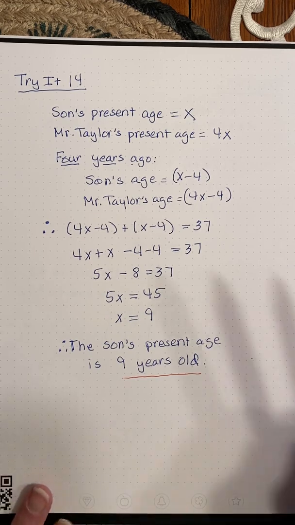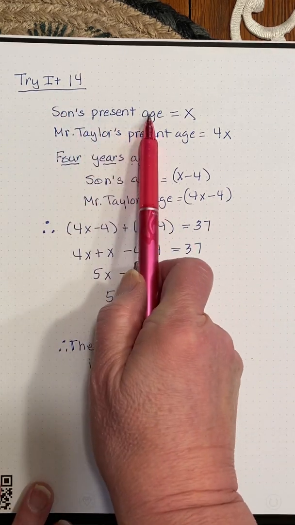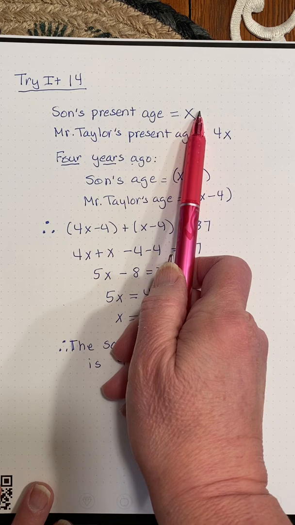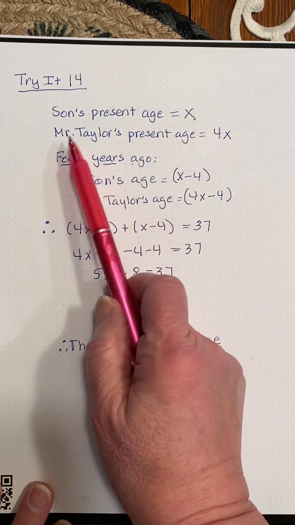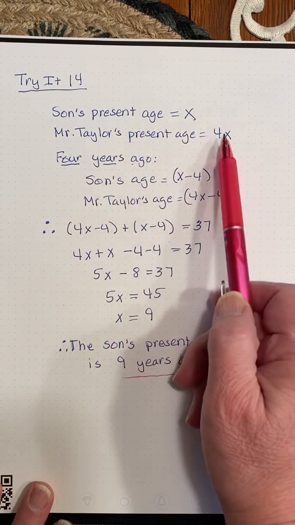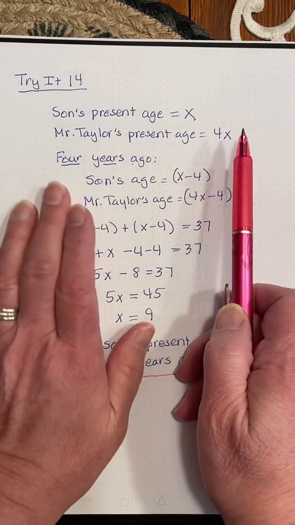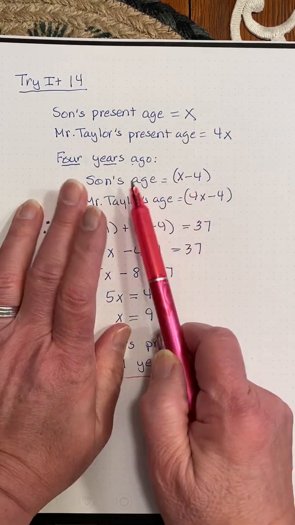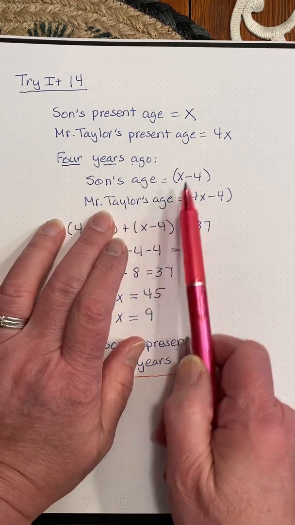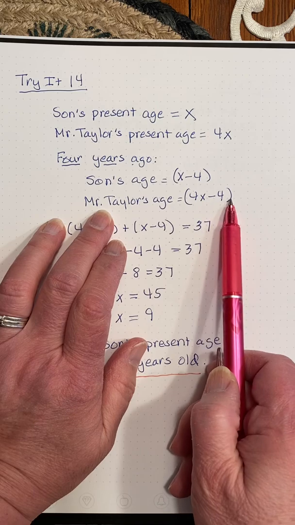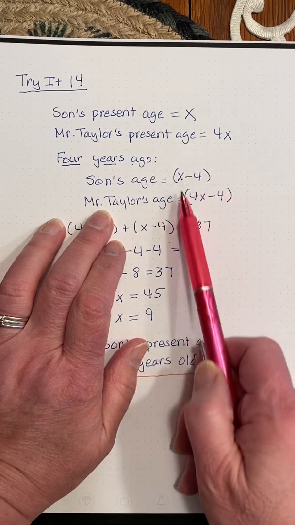So they want us to find the son's present age, so that will be x. In the problem, it says Mr. Taylor is 4 times as old as his son. So Mr. Taylor's present age is 4x. Now, 4 years ago, though, would be the son's age minus 4, and it would be Mr. Taylor's present age minus 4. So 4 years ago, this is what it looks like.